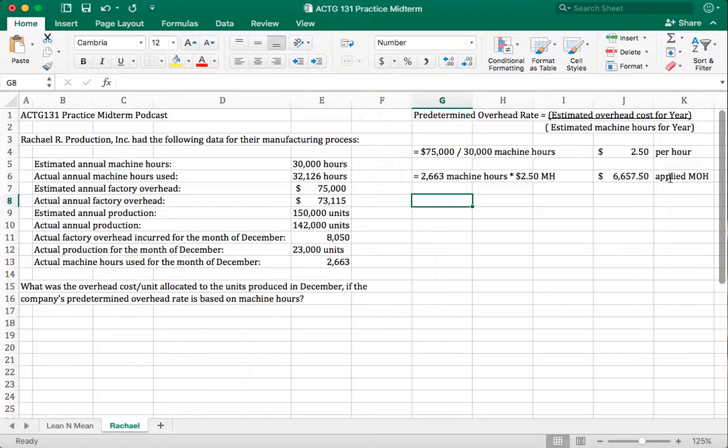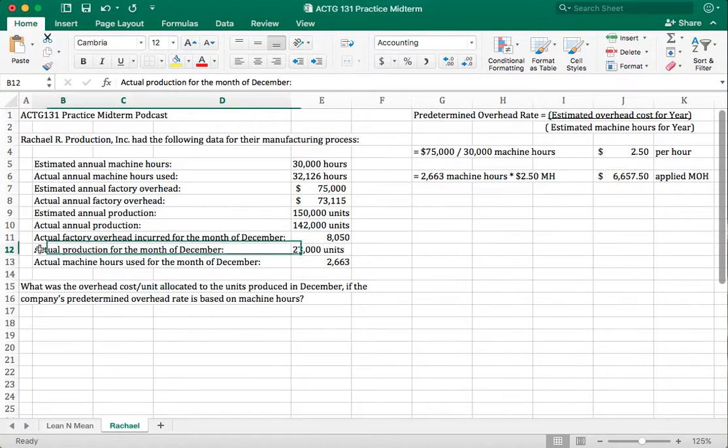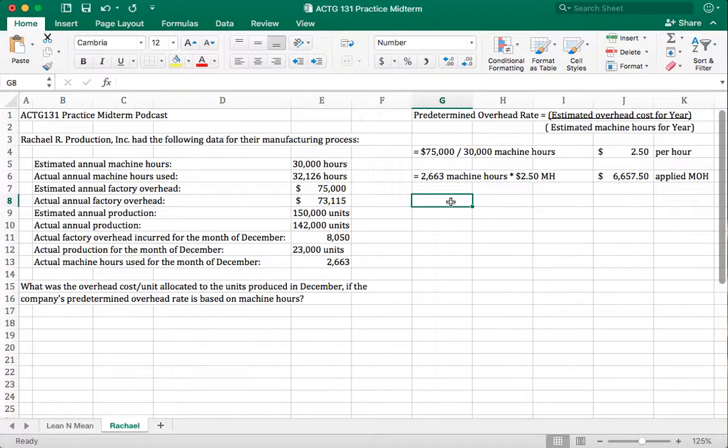Now, the question asked for the overhead cost per unit. So here's the total overhead, and the actual number of units is right here. The answer to this problem, yes, you need to calculate the predetermined overhead rate, and you need to determine the applied manufacturing overhead because this problem is building on each other. But this is where we solve the problem.